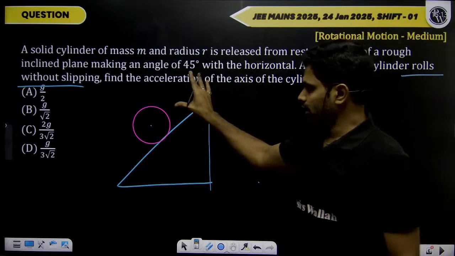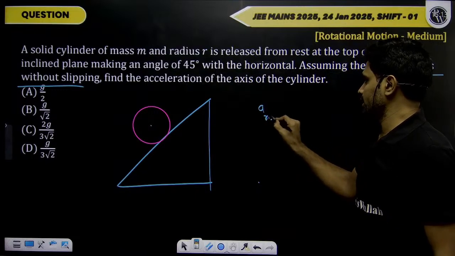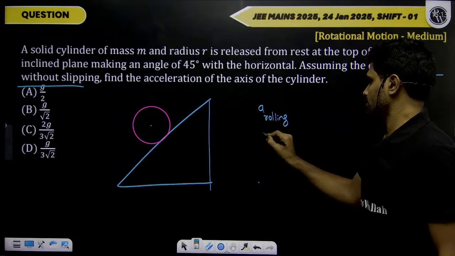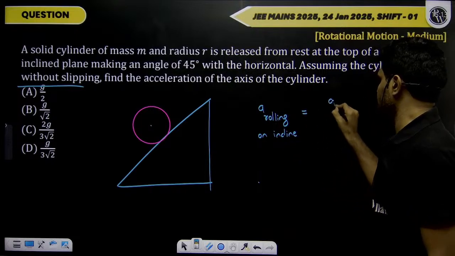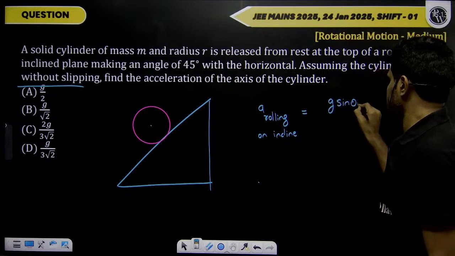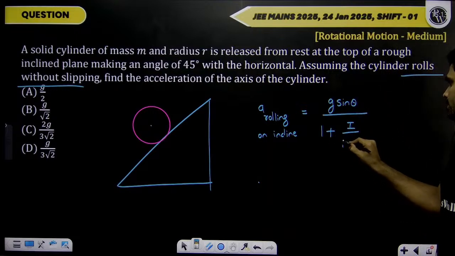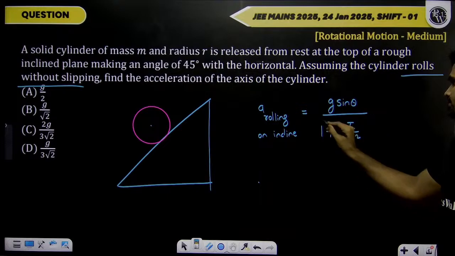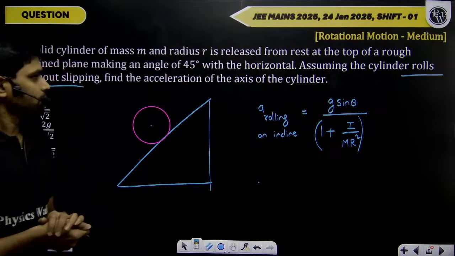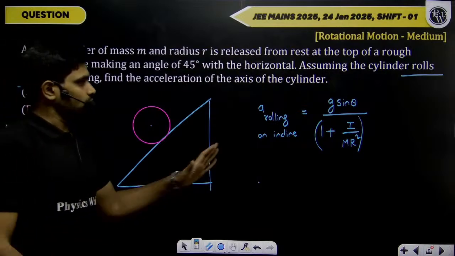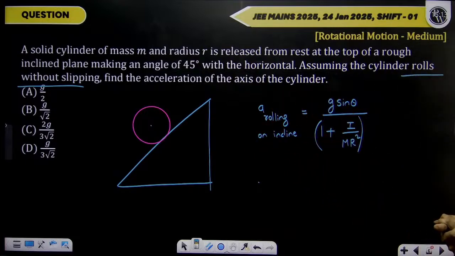If it is not rolling, acceleration is g sin theta. If it is rolling down the incline, acceleration, you need to remember this. It is g sin theta by 1 plus I by m r square. So first we'll solve it using the formula. Later I'll write the equations also, how we got this.